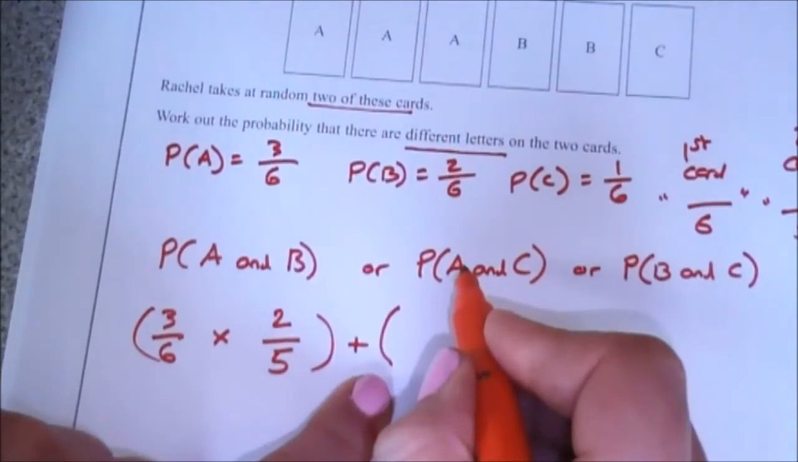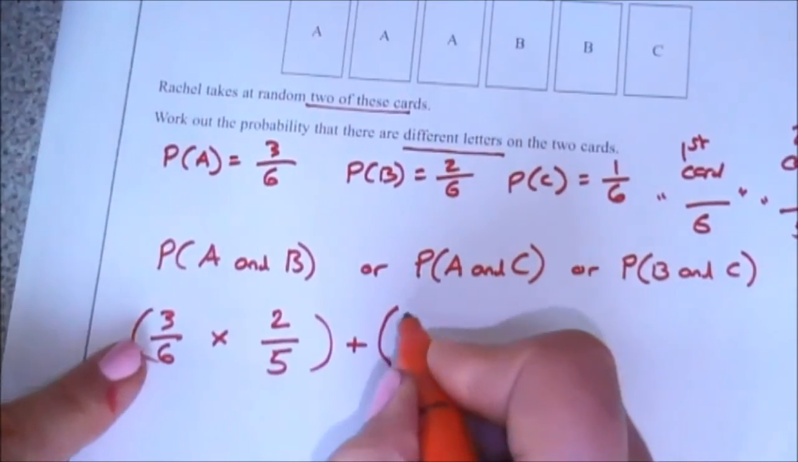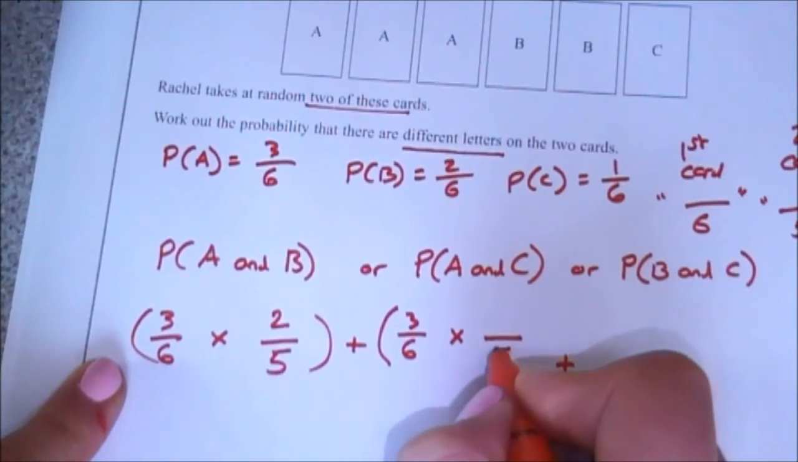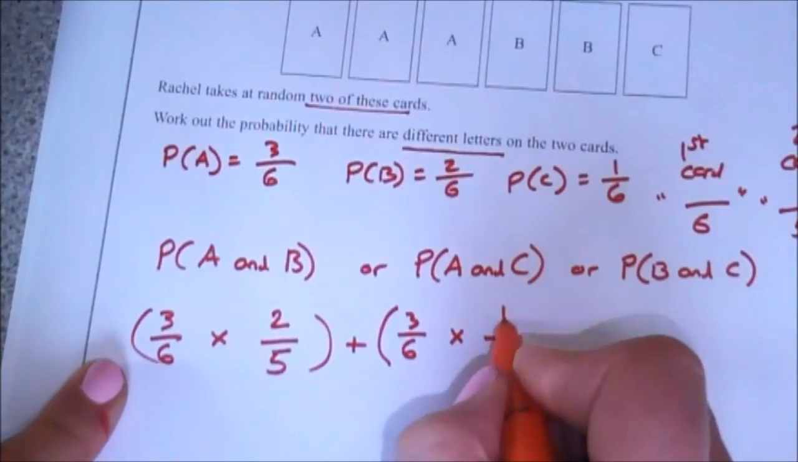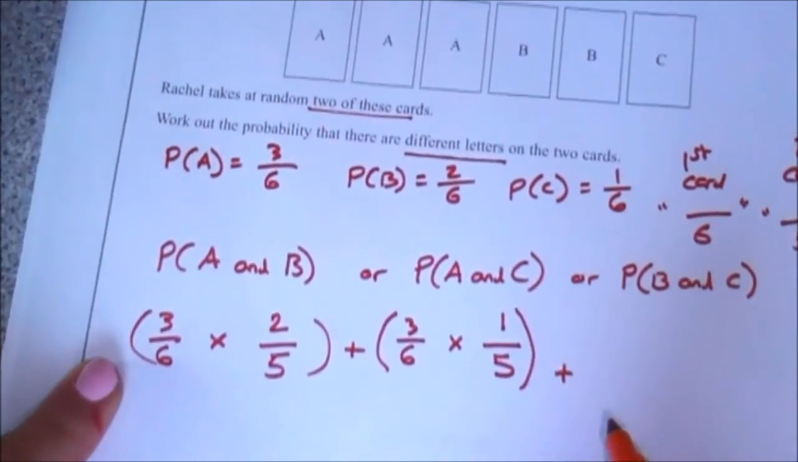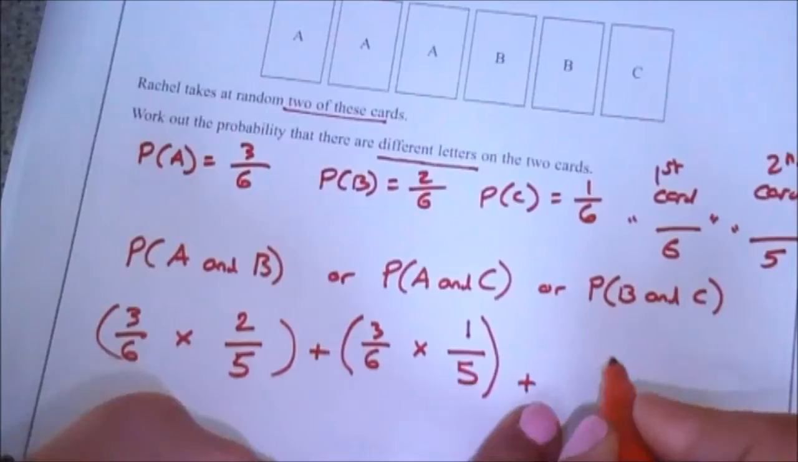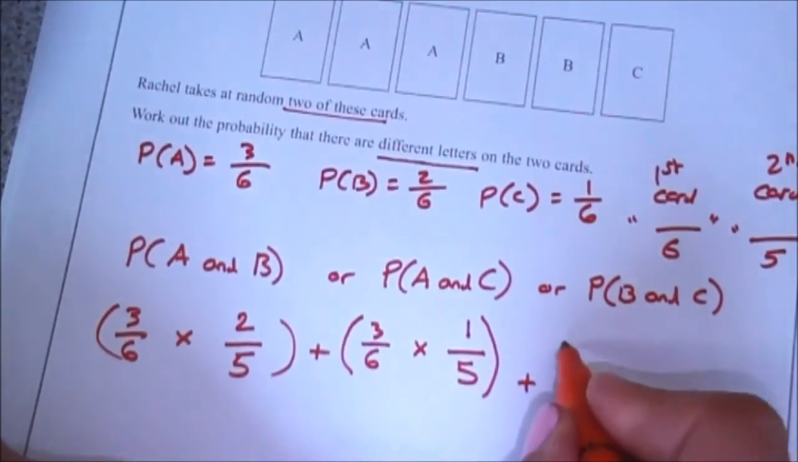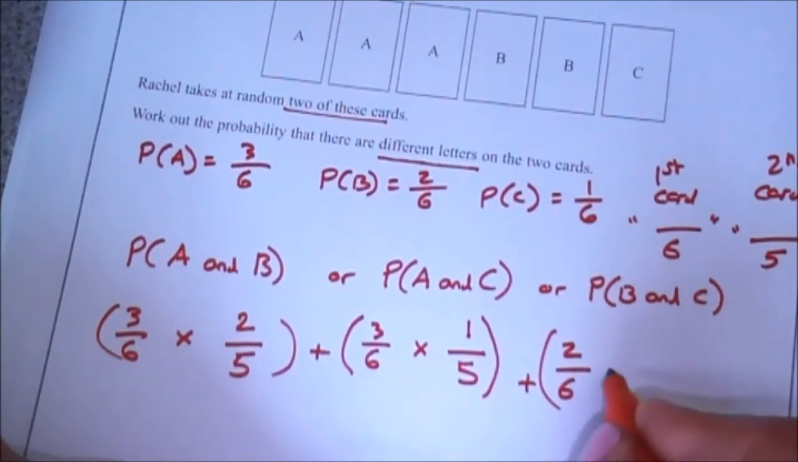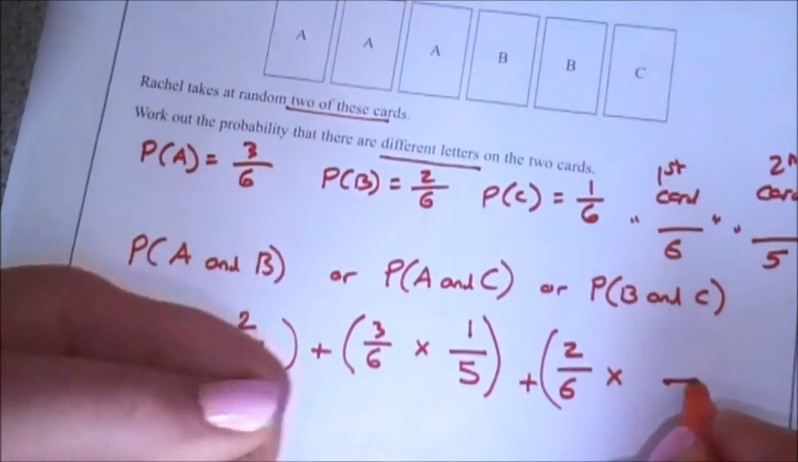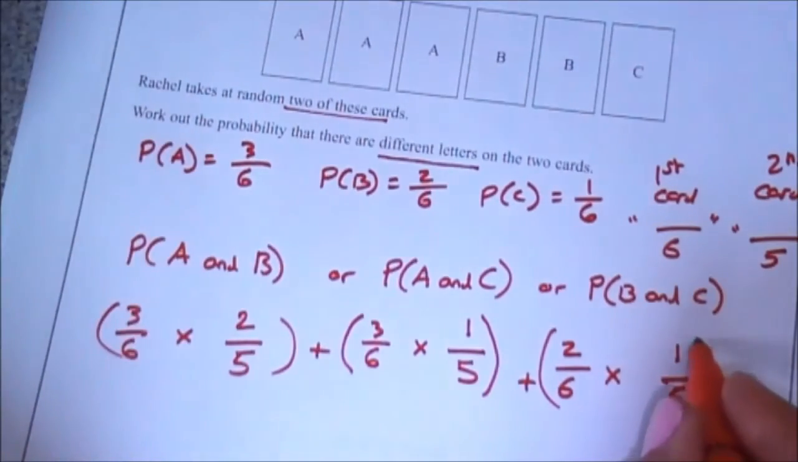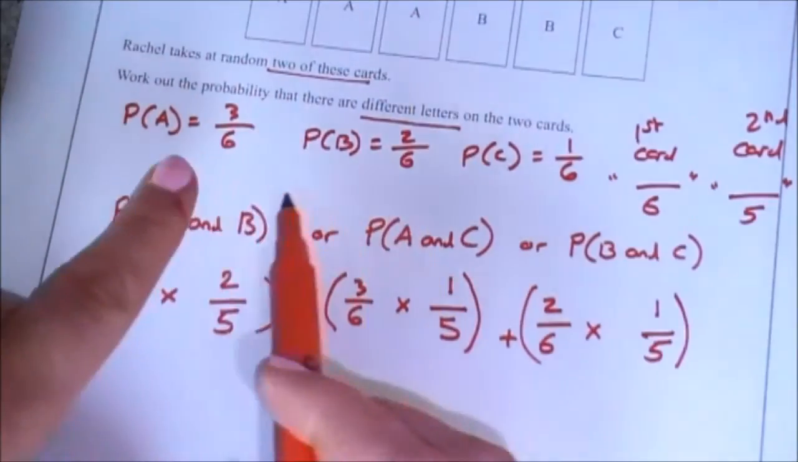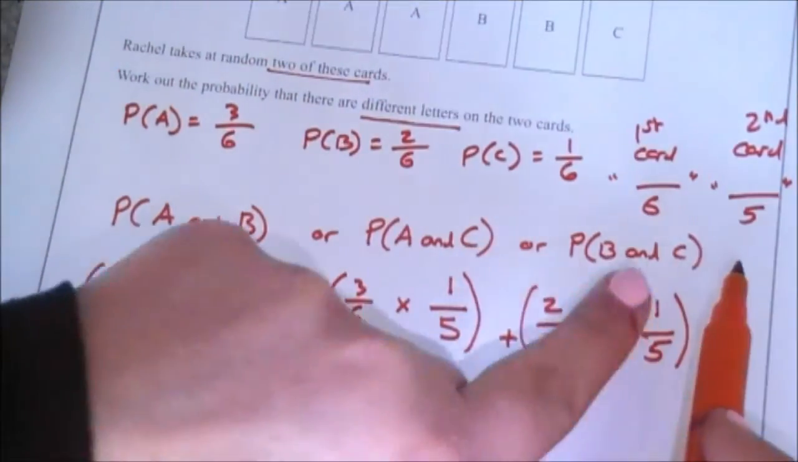Now for this one, the probability of me getting an A was 3 over 6. Times by the probability of getting a C. Now there's only 5 cards left. One of them is a C. Then there's the option of me turning over a B, and the probability of that happening was 2 over 6. And then I've only got 5 cards left to turn over a C. It would be 1 over 5.